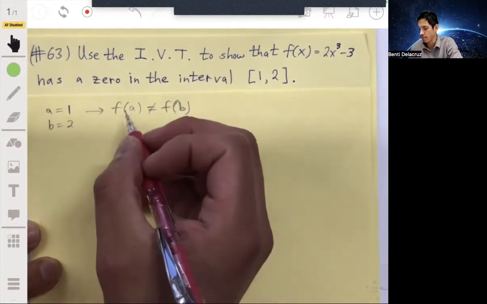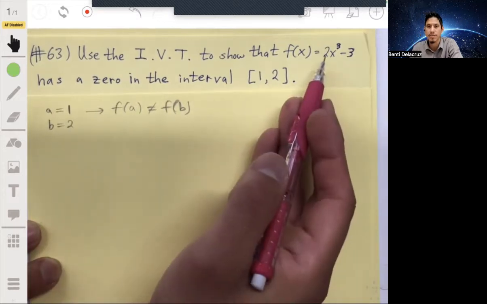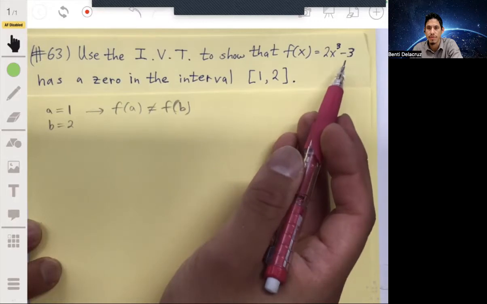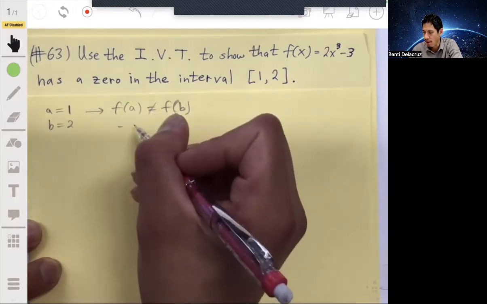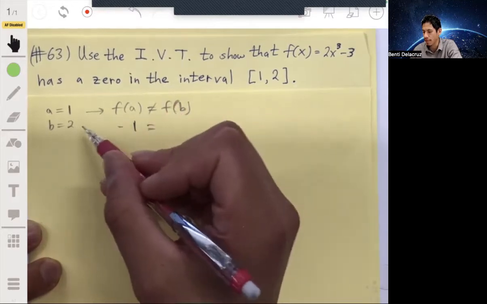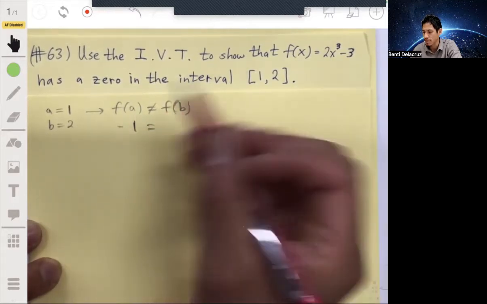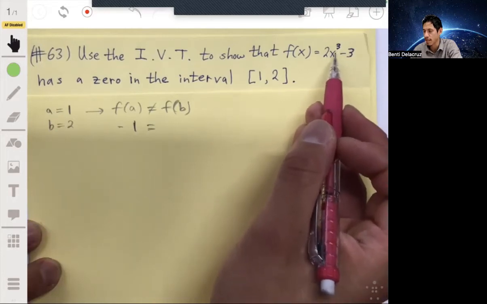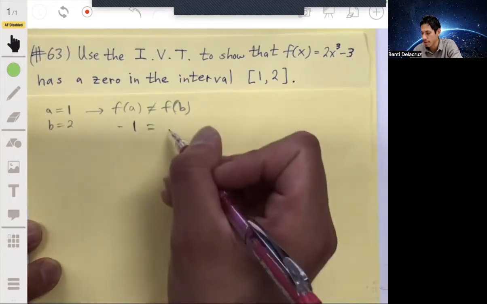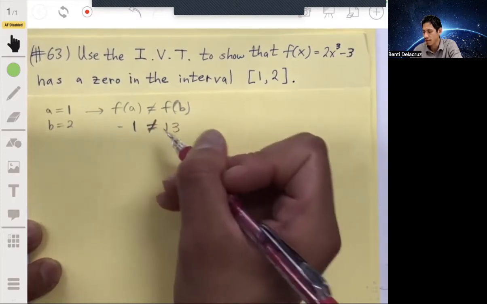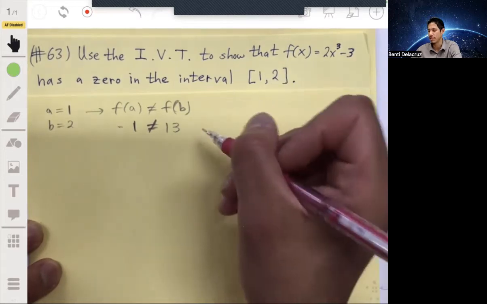So we find f of a by plugging a into the function. You're going to get 2 times 1 cubed, so 2 minus 3. So f of a will be -1. And when you plug b into it, so when you plug 2 into the function, you'll get 2 times 2 cubed, so 2 times 8, so 16 minus 3, which is 13. And -1 is not equal to 13. So the first condition checks out.